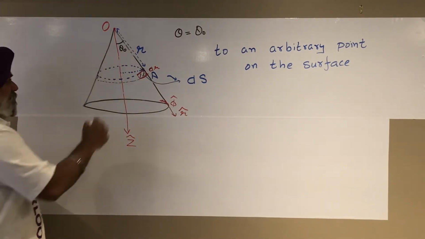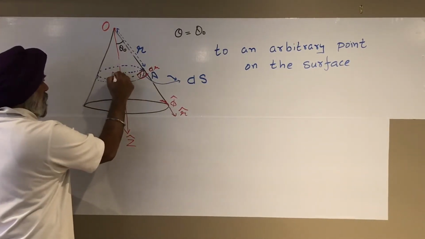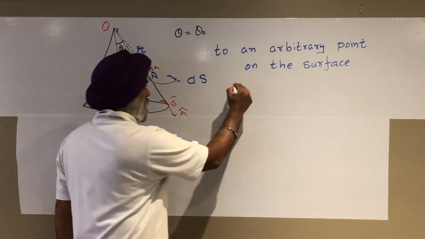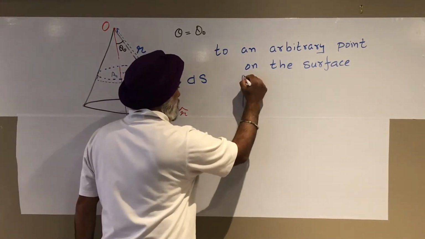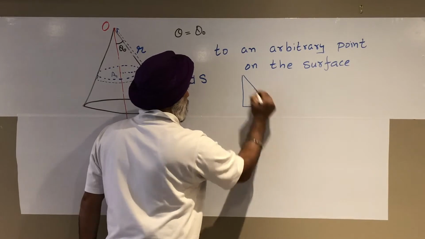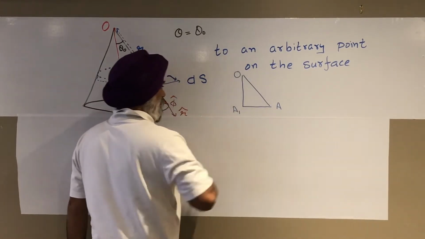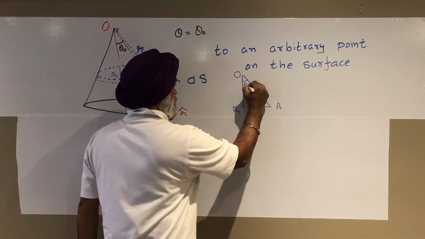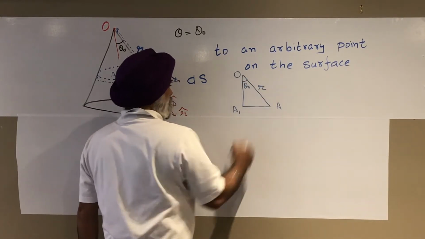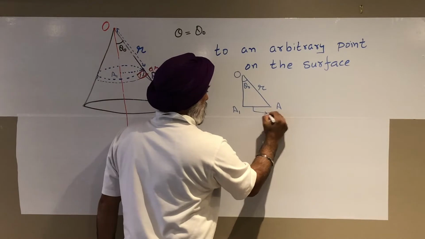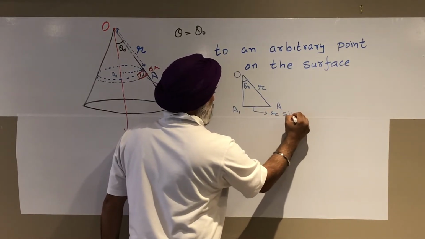What would my ds element be? So this is A, let's call this point A1. And if I see, I get a right angle triangle, which is OAA1 with angle theta naught, this being R. So this length is R sine theta.